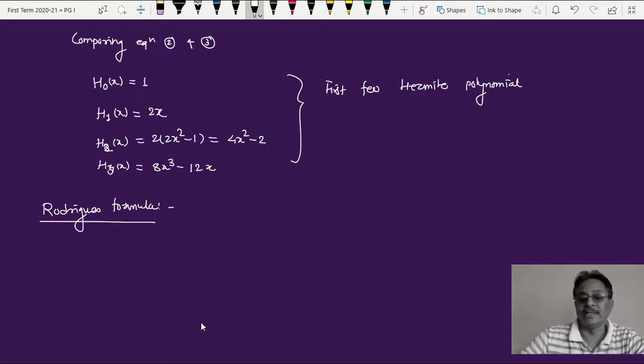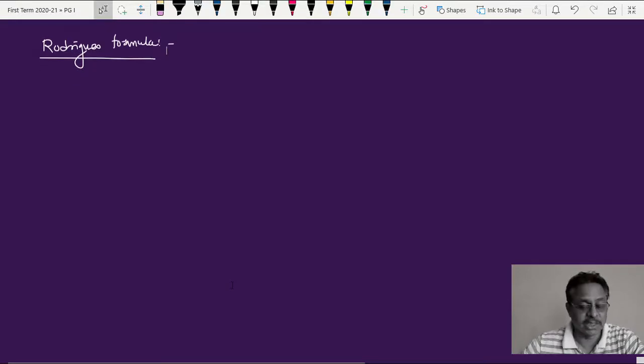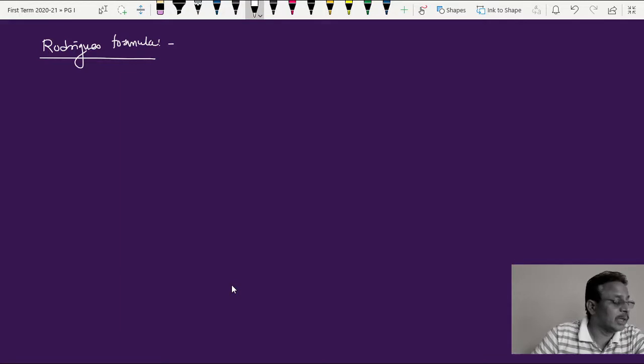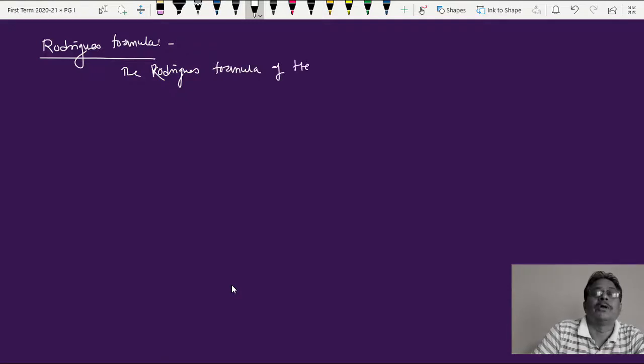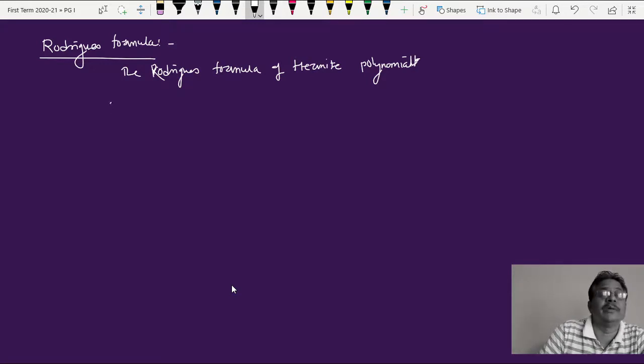So exactly in the similar way what we did in case of Legendre polynomials, the same thing can be done here. So the Rodrigues formula in this case is given to be, okay, the Rodrigues formula for the Hermite polynomial is, okay, yesterday we wrote the Rodrigues formula for the Legendre polynomial. Here for this polynomial, the formula given is, again, very simple.